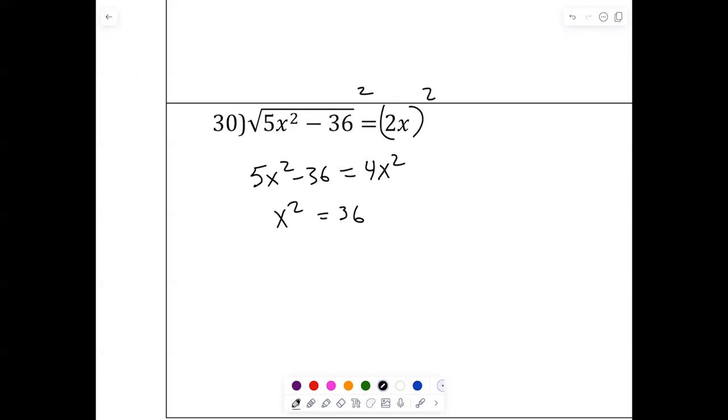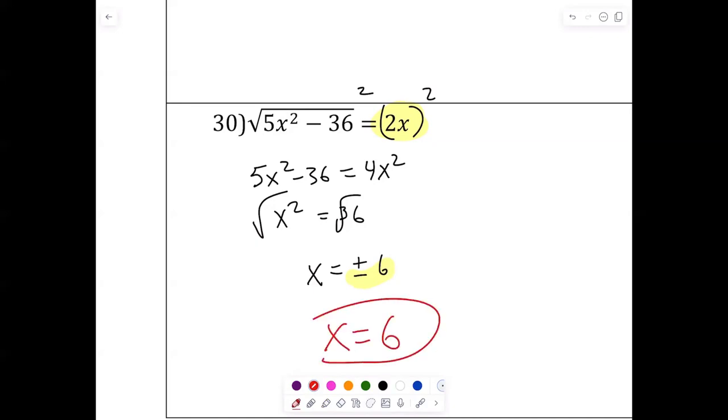Now I take the square root. So my answer is x should be what? 6. Plus or minus 6. That's what it should be. But in this case, there is a what over here? Variable. So can I have a -6? No, that's the extraneous solution. Your square root cannot be negative. So your only answer is x equals 6.